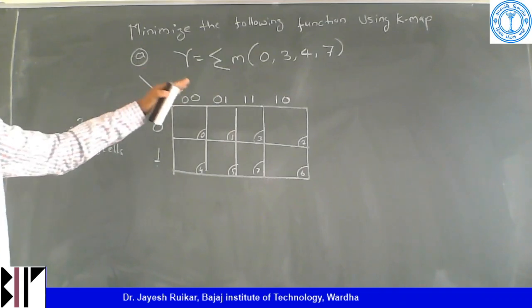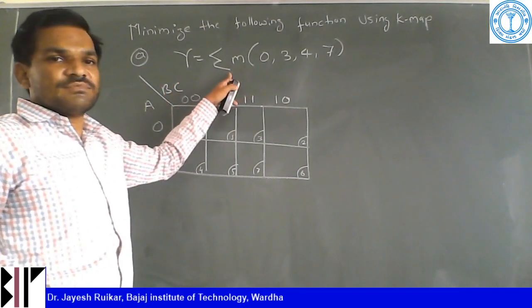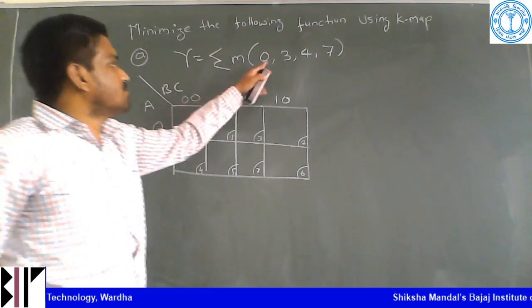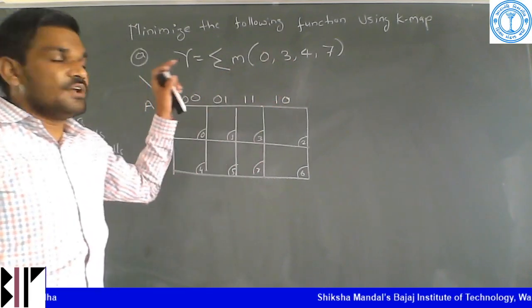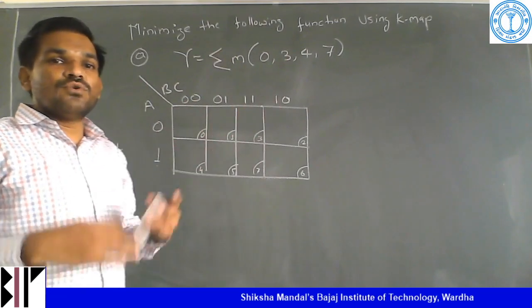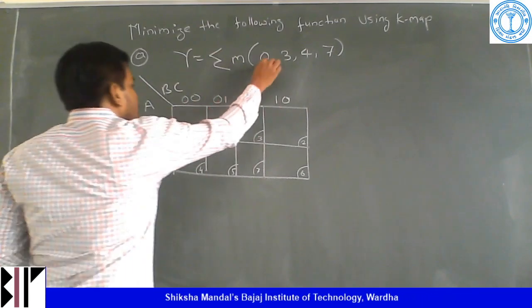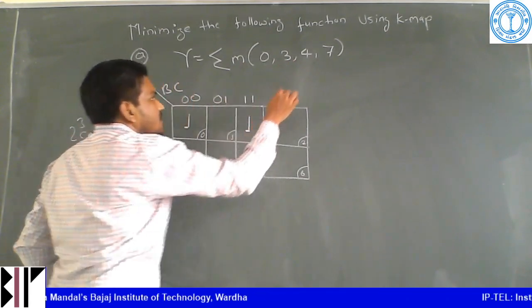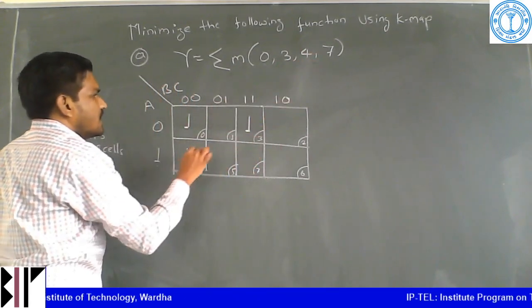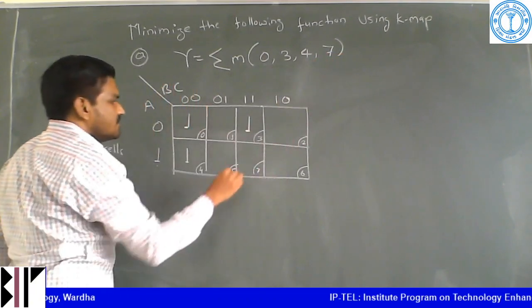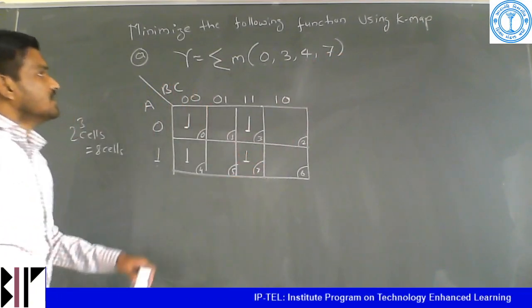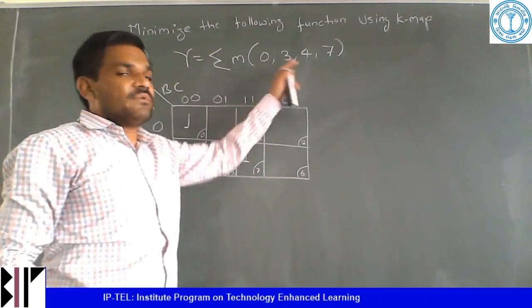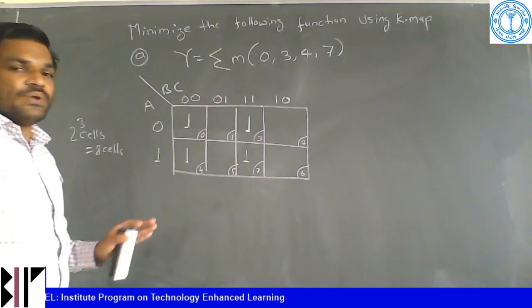To place the values, as this is in terms of summation, that means it's in terms of min-terms, for each place we have to keep 1, and then we have to group the ones. So for 0 I am placing 1 here, for 3 I am placing 1 here, for 4 I am placing 1 here, and for 7 I am placing 1. Now I have placed all the ones for each min-term onto the K-map. Now we have to group.